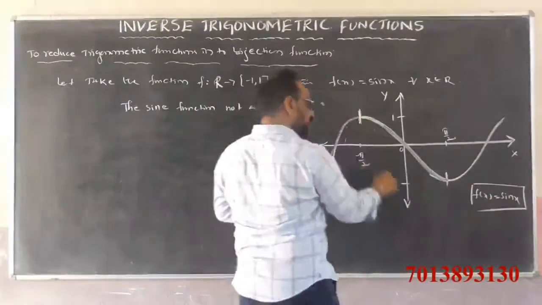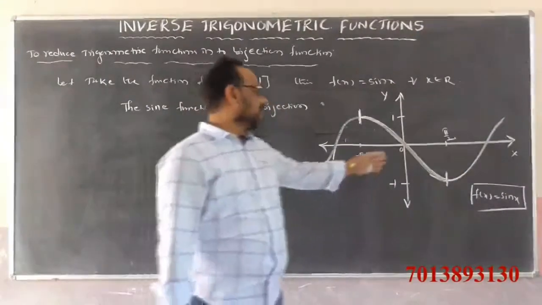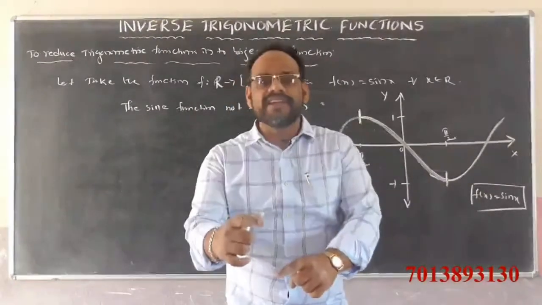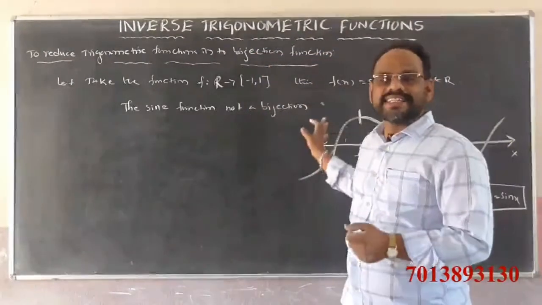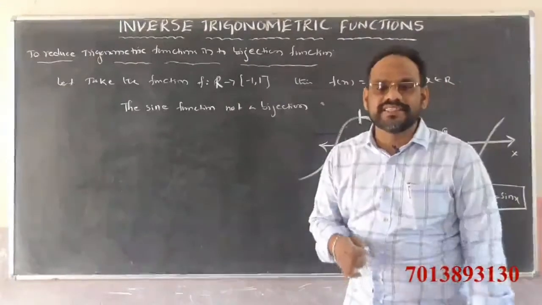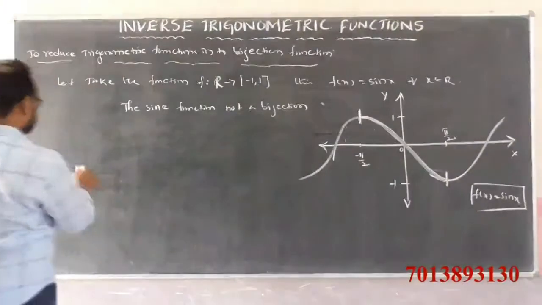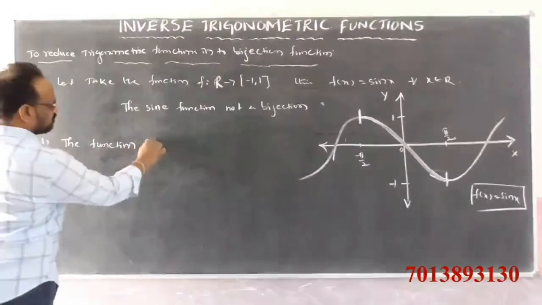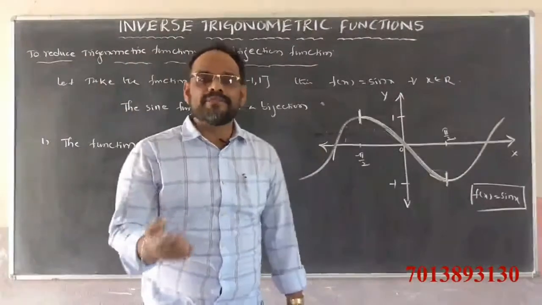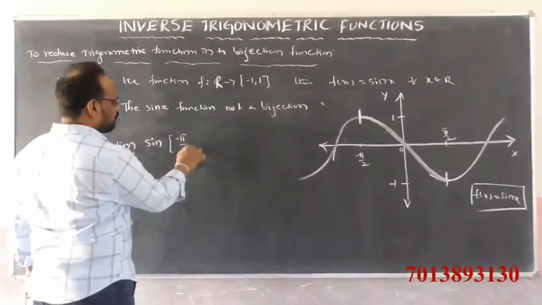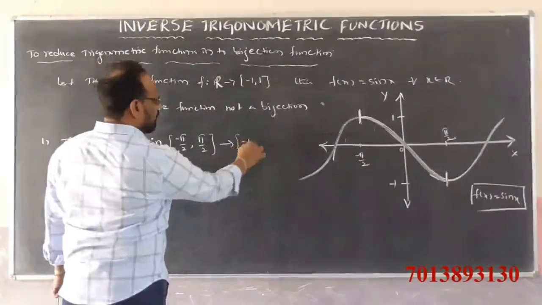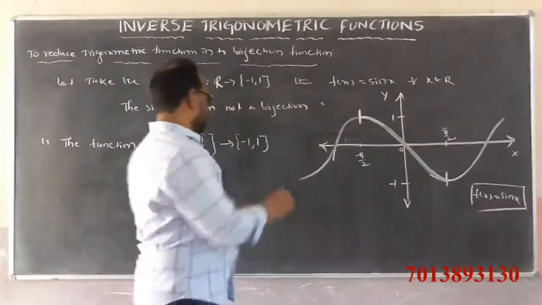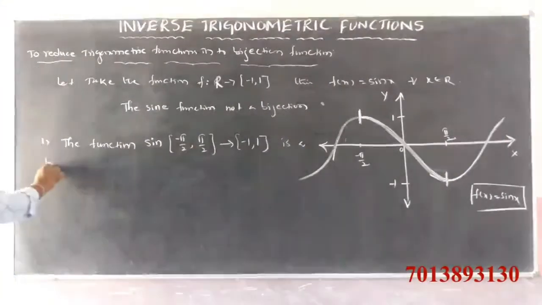So if you take -π/2 up to +π/2, the function f of x equals sin x is clearly a bijective function. Then only its inverse exists. So the sine function is a mapping from the closed interval -π/2 to π/2 to the closed interval -1 to +1, and it is a bijective function.